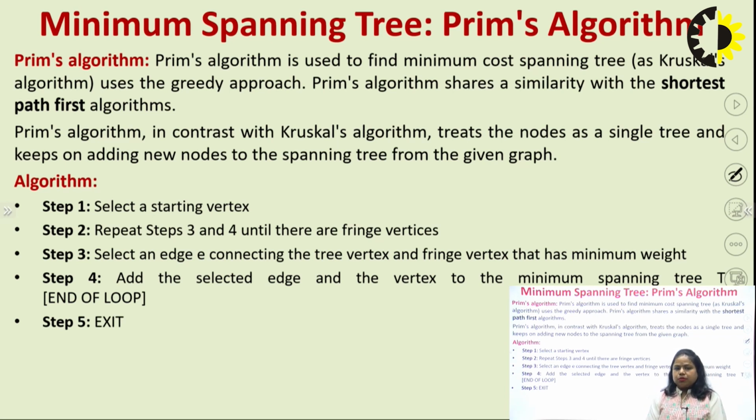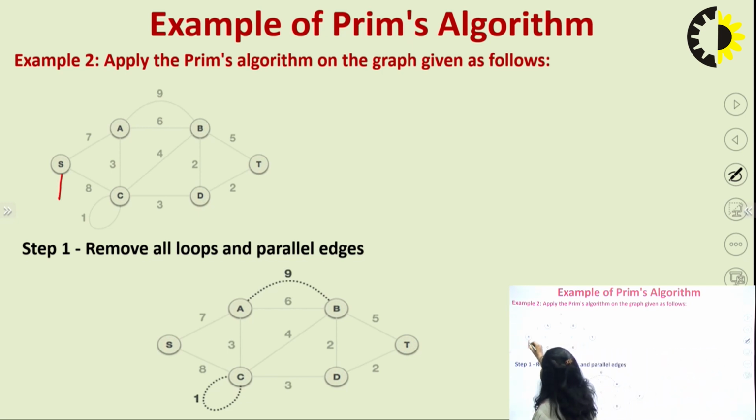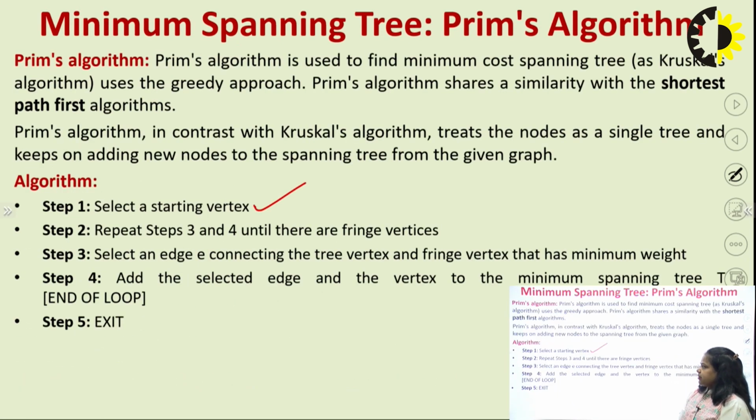Now, in the case of Prim's algorithm, first of all, we have to select the starting vertex. Suppose we have been given this graph. In this graph, first of all, we have to find the starting node. For example, if S is the starting node, then we have to repeat steps 3 and 4 while there are fringe vertices, that is, until we cover all the vertices. First, we select an edge E connecting a tree vertex and a fringe vertex that has the minimum weight.